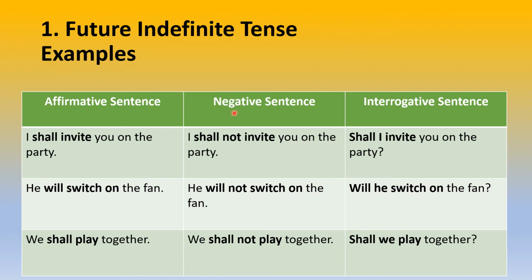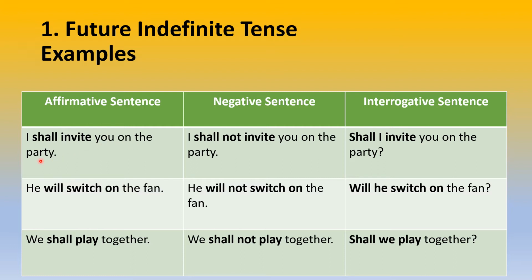Affirmative, negative, and interrogative forms of future indefinite tense are written. The first affirmative sentence is I shall invite you on the party. I is the subject, shall is the auxiliary verb. I have told you earlier that with I and we write shall as the auxiliary verb. Invite here is the first form of verb. You here is the object and on the party is the extension.